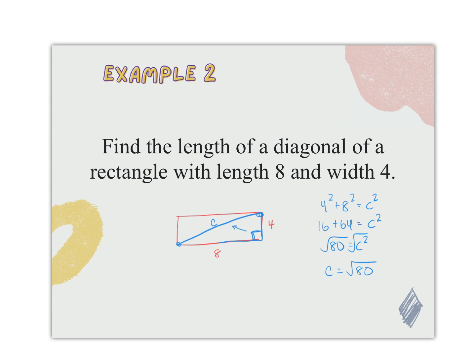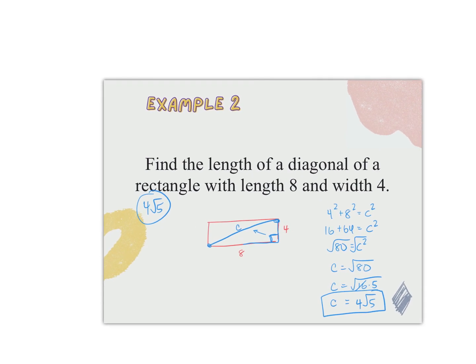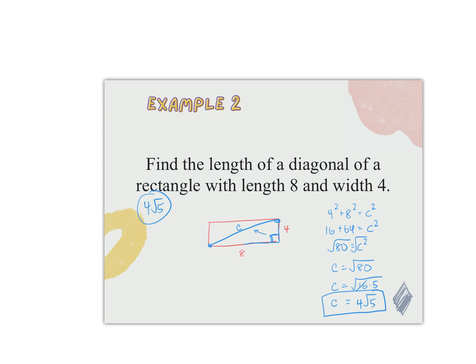Now again, I have to, at this point, try to figure out how I can simplify this as best as possible. Well, I know that 80 is the product of 16 times 5, and I know that 16 has a square root of 4. So 4 radical 5 is the simplified version of the square root of 80. And again, that's kind of how we solve it using simplified radicals.